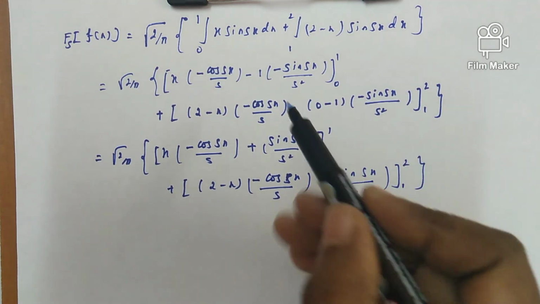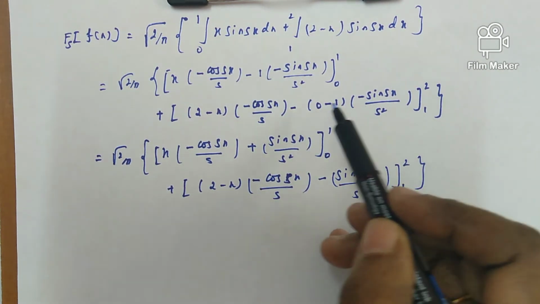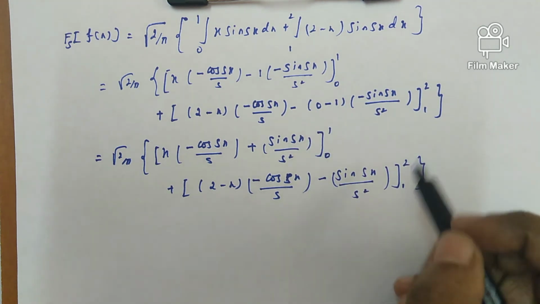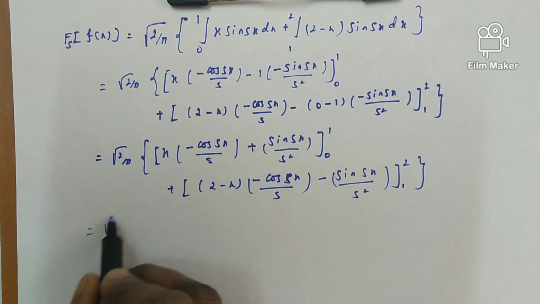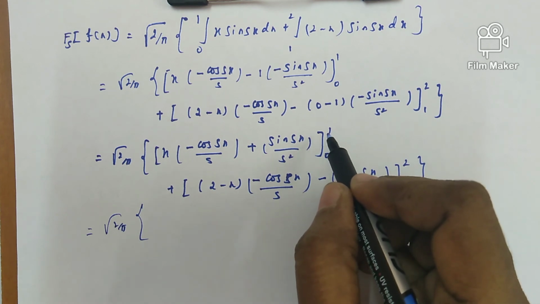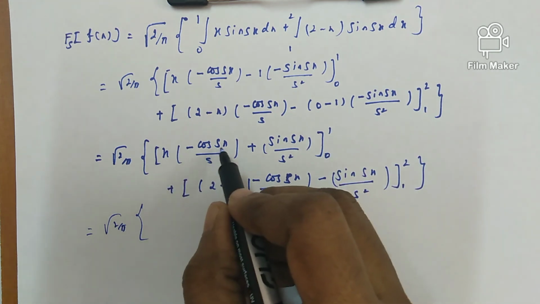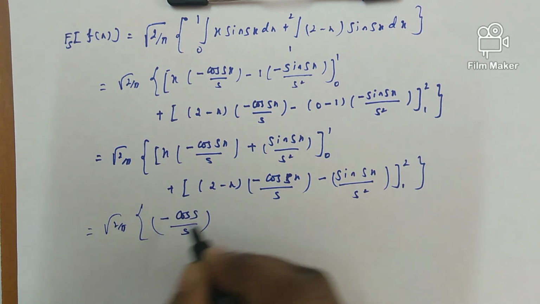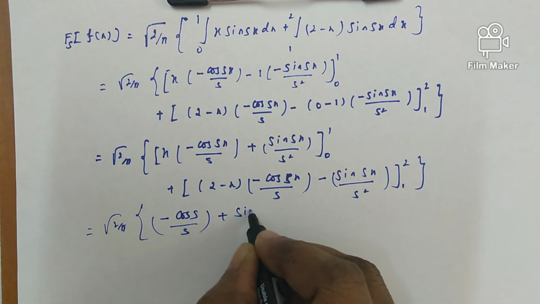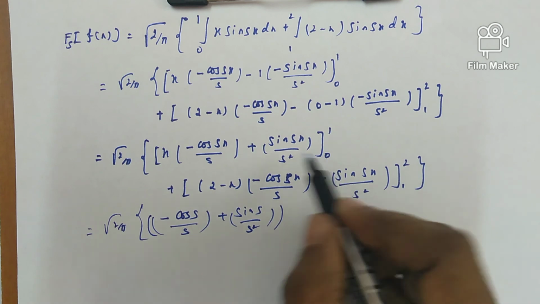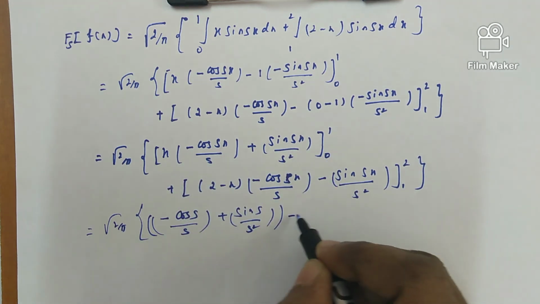Before applying the limit, here minus into minus will become plus, and here also minus into minus plus, plus into minus minus. So that we have written here. Now we are going to apply the limit. So root of 2 by pi, for the first term the upper limit is 1. Wherever x is there, we are going to apply the limit for x only. So 1 into minus cos s by s, then plus sin s by s square. This is the upper limit. Then lower limit is 0. So 0 into anything is 0, sin 0 is 0. So lower limit is 0.